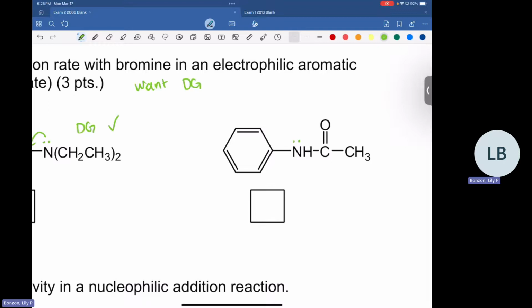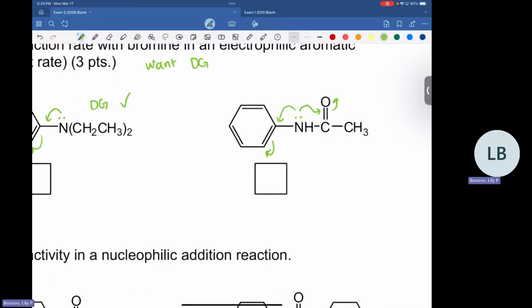On the right, we have another amide, but the difference is the nitrogen is actually attached to the benzene. So this one's slightly different than on the left. We are donating towards this carbonyl, but we could also donate towards the benzene. So we can donate towards the benzene. So this one would technically be a donating group.